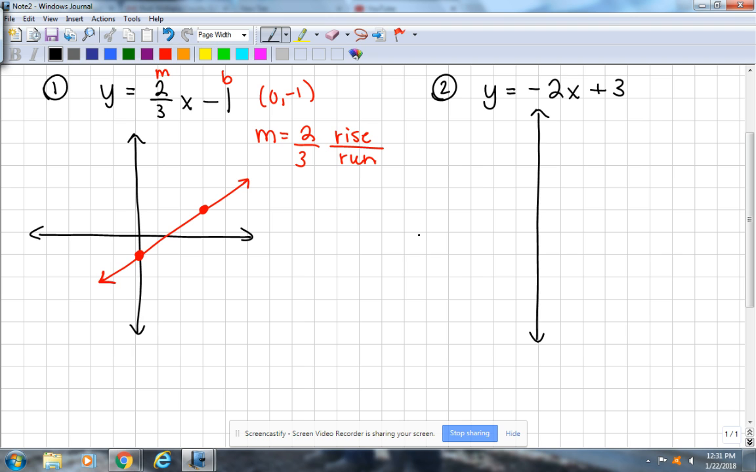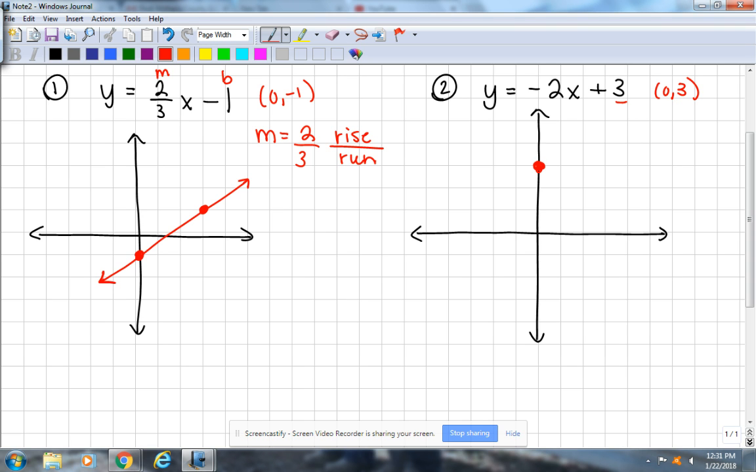And the first thing that we're going to do in terms of graphing this line is locate our y-intercept. So the 3 right there is in the b location of y equals mx plus b. So that means the point (0, 3) is our y-intercept. So we're going to go to (0, 3) on the y-axis.